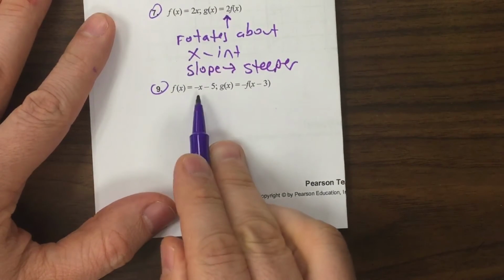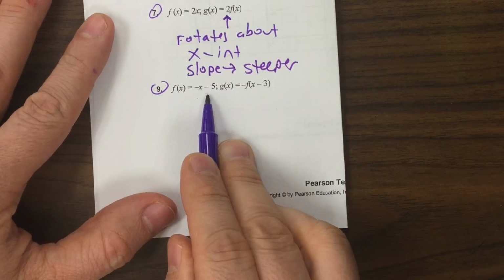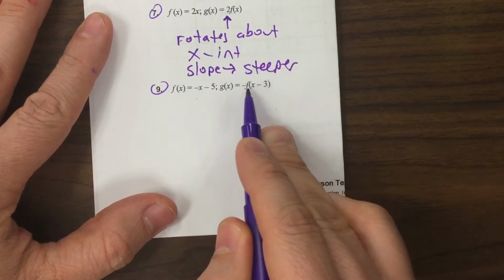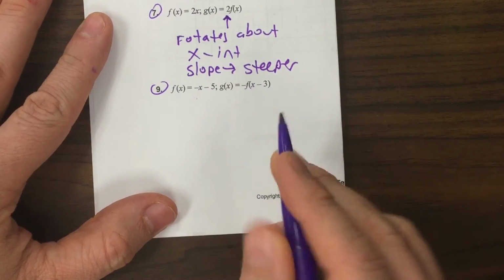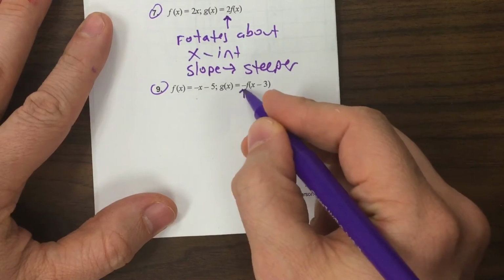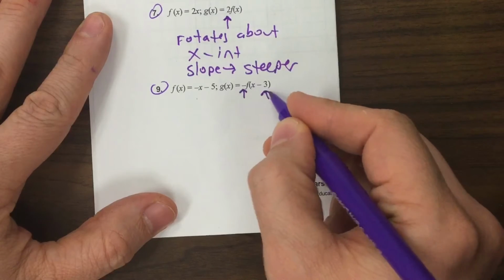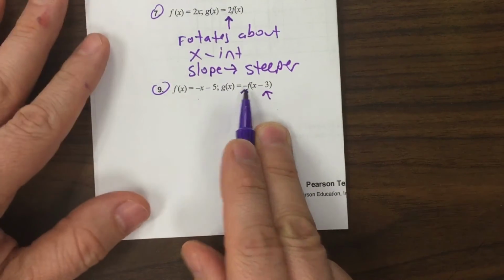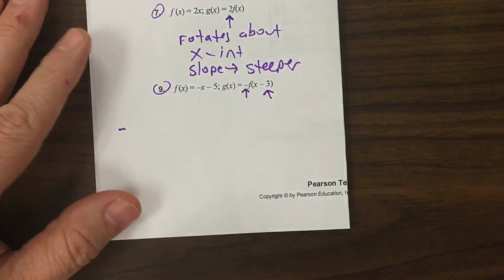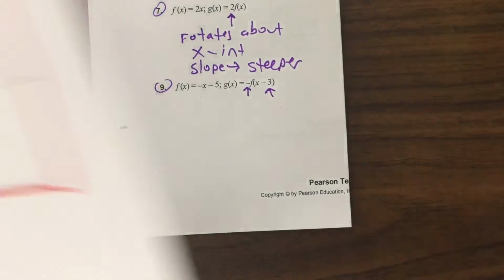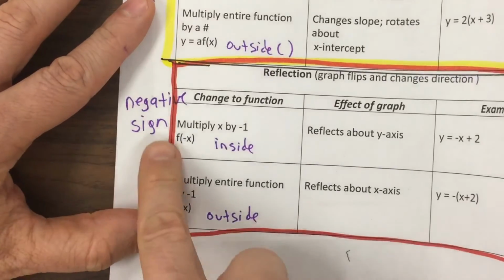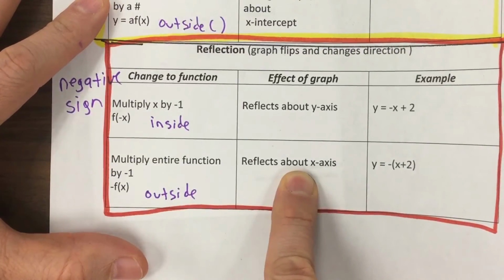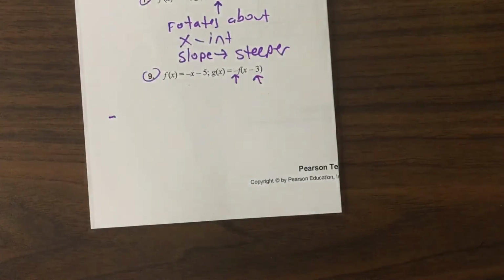Number 9. Frank's equation is negative x minus 5. George's equation is the same thing as Frank's equation, but there's a couple of things added in. More than one thing this time. You have a negative sign on the outside of the parentheses. Okay? So what does that do? Negative sign is the bottom section. Outside of the parentheses, it reflects about the x-axis.